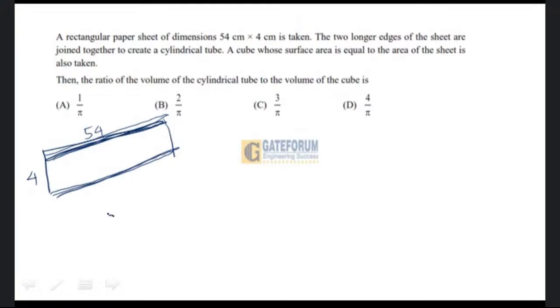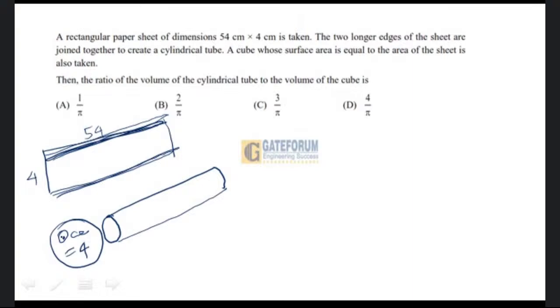Okay, so once the cylindrical tube has been formed, I can say that the circumference is equal to 4. The circumference of the circle is equal to 4. And the length will still be 54. Okay, so what has been said? Join to the former cylinder tube. A cube whose surface area is equal to the area of the sheet is also taken. What will be the ratio of the volume of the cylindrical tube to the volume of the cube?